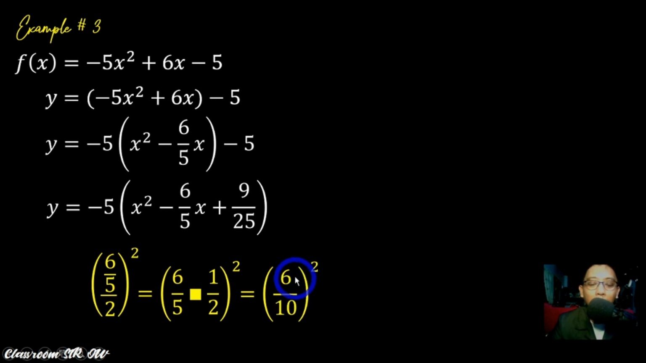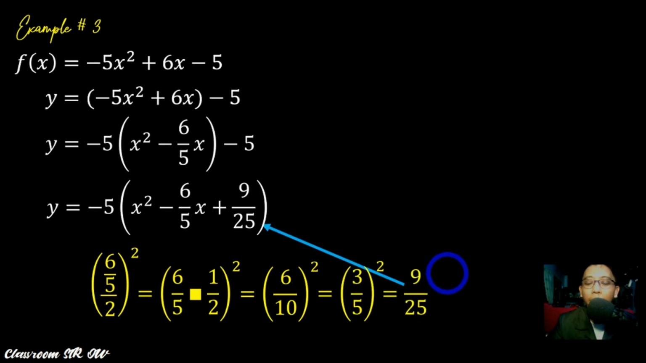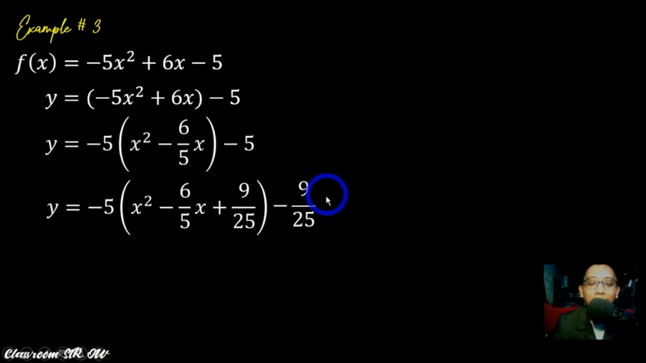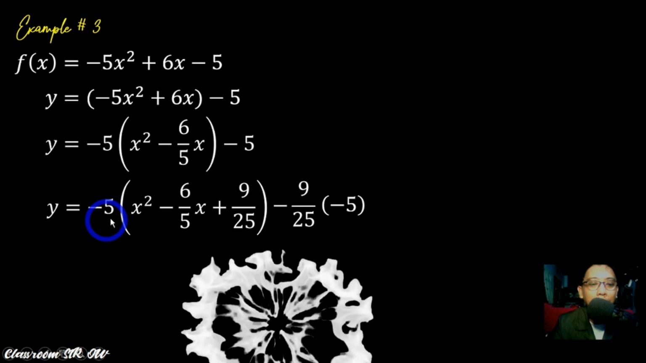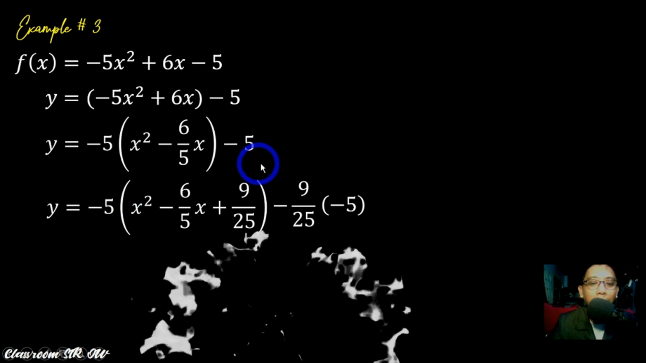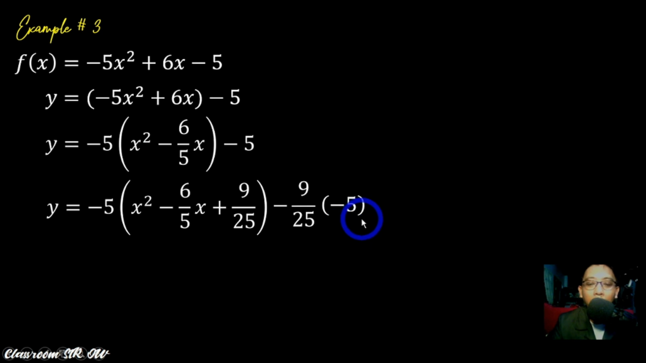But since 6 over 10 can be reduced to lowest terms because these are actually divisible by 2, that would give us 3 over 5 squared. Distributing the exponent, we have 9 over 25. So we added 9 over 25 so that it would be a perfect square trinomial. So we will also subtract 9 over 25, multiplied by negative 5 because that is the coefficient outside our parentheses. So negative 5. Copy also negative 5, which is this one.